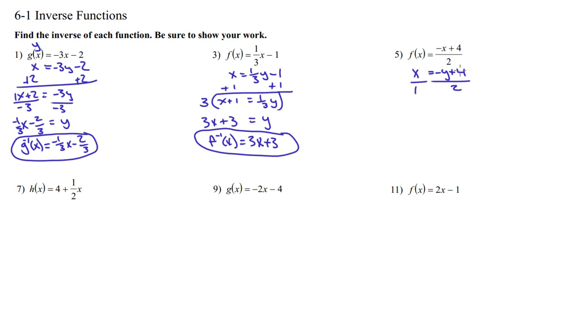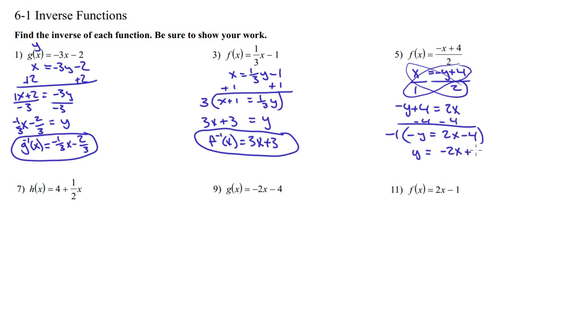So 1 times negative y plus 4 is negative y plus 4. And then x times 2 is 2x. Okay, we could have also just multiplied both sides by 2 and gotten the same thing, but whatever you end up wanting to do. So I did the little cross products thing. We're trying to get y by itself, so let's subtract 4 from both sides. And we get negative y equals 2x minus 4. We got to get rid of that negative, so basically we're multiplying everything by negative 1. So that will then give us y equals negative 2x plus 4.